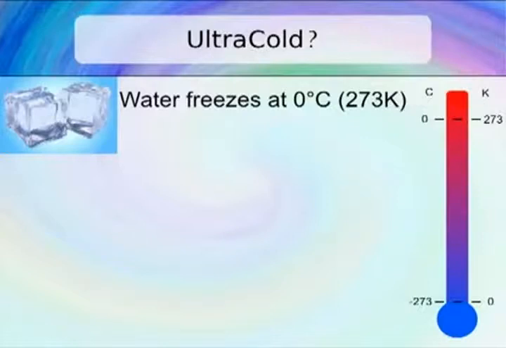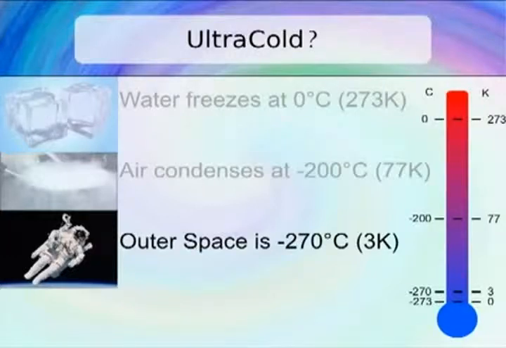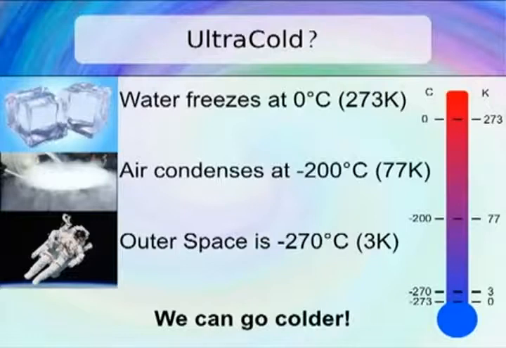So as I said, water will freeze at 0 degrees Celsius or 273 degrees Kelvin. So what's colder than water? Well, the air around us will turn into a liquid at about minus 200 degrees Celsius or 77 Kelvin. So let's go colder than that. Well, the vacuum of outer space actually has a temperature, and that temperature is about 3 degrees Kelvin or minus 270 degrees Celsius. And to us as human beings, that sounds absurdly, obscenely cold.